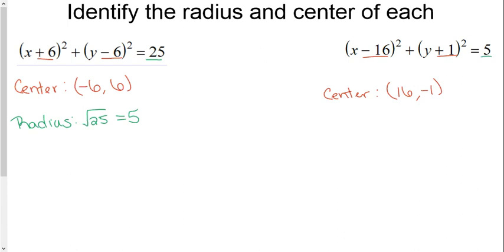And my radius, we look at the last number. So my radius is the square root of 5. Now we can't simplify that, so we're going to leave it as the square root of 5, but on your homework, if you are able to reduce the radical, please do, because that's what we've been working on.